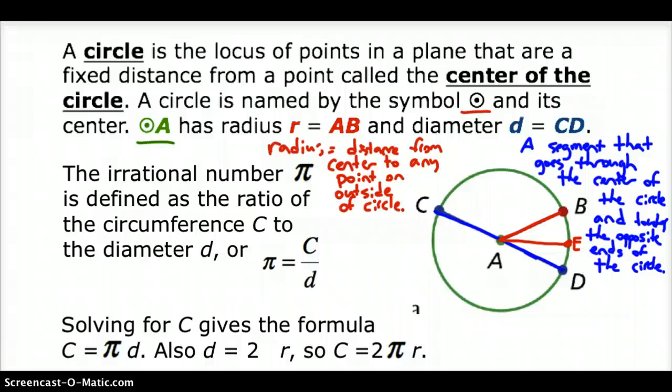Okay. Now it starts to talk about this irrational number pi. Okay, and we've heard this number before, pi. It's defined as the ratio of the circumference C to the diameter D, or pi equals the circumference divided by the diameter. Okay, now let's go ahead and just define this word circumference really quick. So maybe I'll write this in green. The circumference basically is just the distance around the circle.